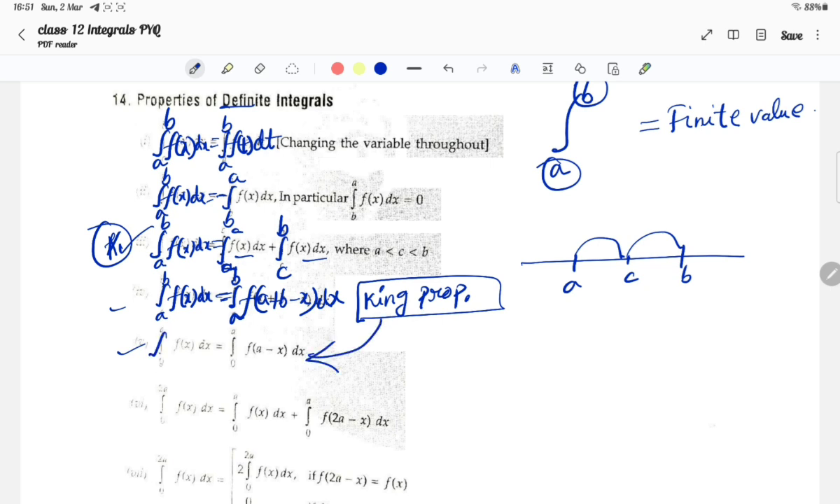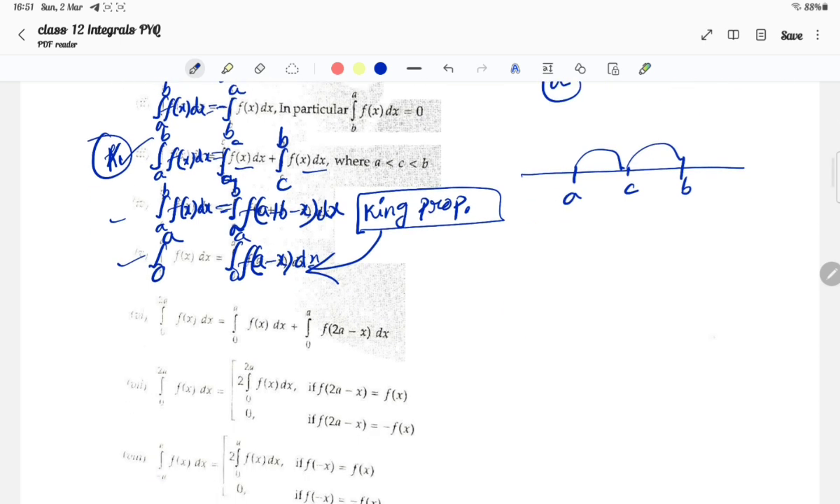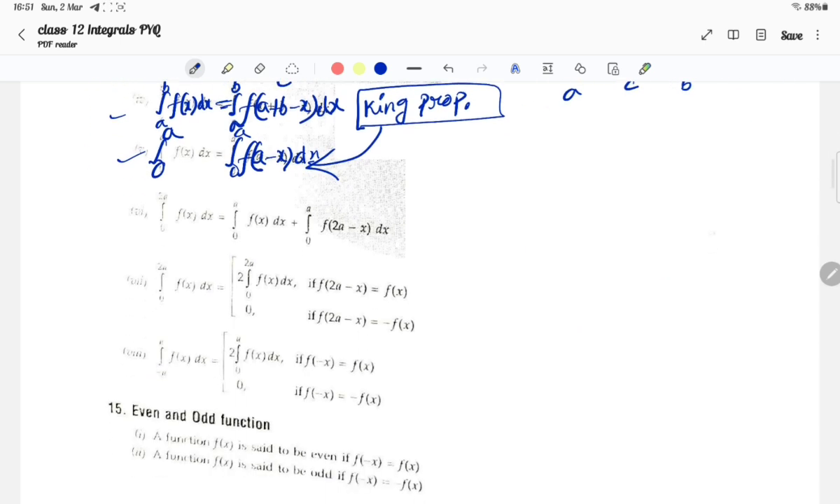Integration 0 to a, if the limit is from 0 to a, it will be integration 0 to a of f(0 + a - x) dx, meaning f(a - x) dx. Can you remember these formulas? Okay. So, for the other formulas, you can remember this and this.